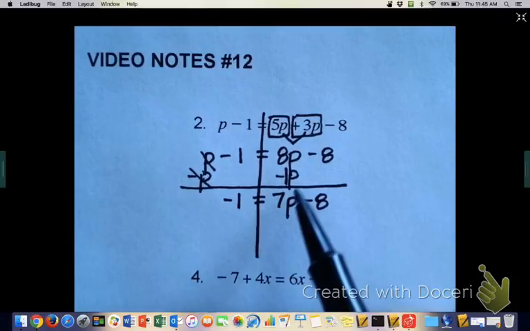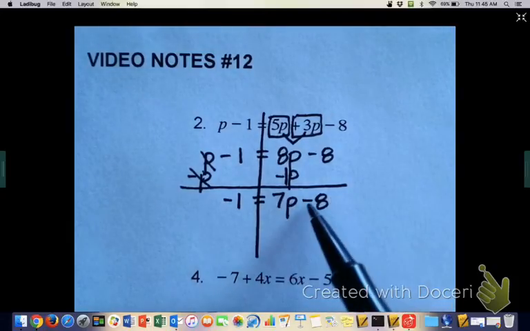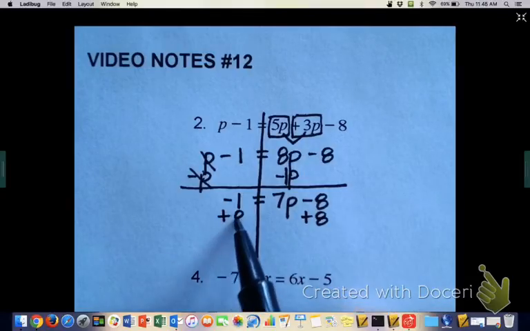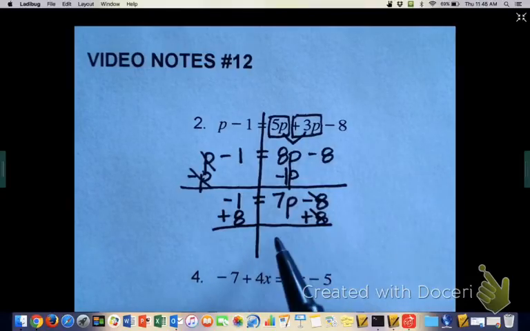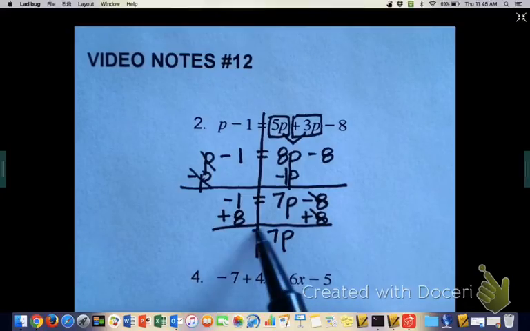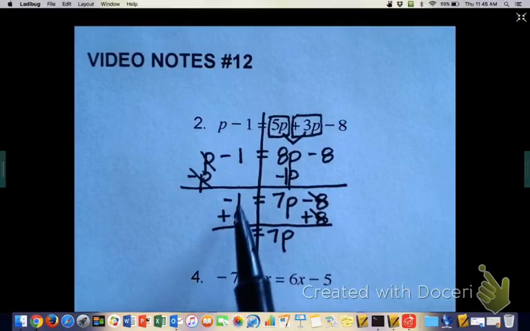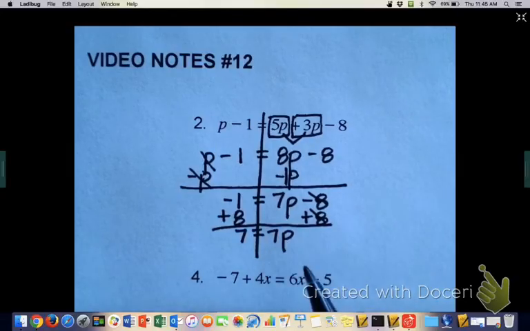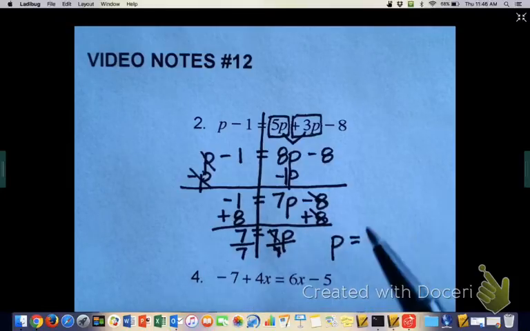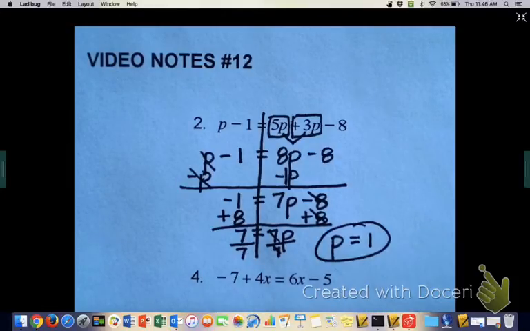All right, we've got to get this variable by itself, so we've got to get rid of our minus 8 by doing plus 8. Bring down 7p, I'm running out of room. Negative 1 plus positive 8 is 7. In the very last step, p is almost by itself, it's being multiplied by 7, so we are going to divide by 7. And these cancel, and I'm going to write my answer over here. p equals 7 divided by 7, which is 1. Got a little cold, sorry.